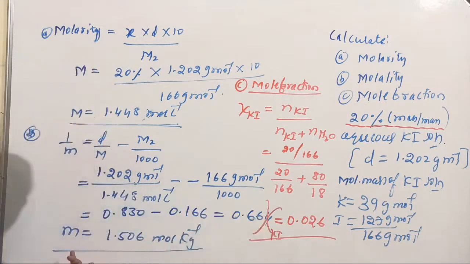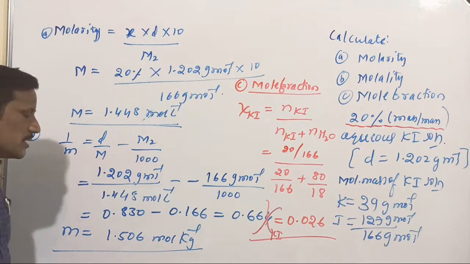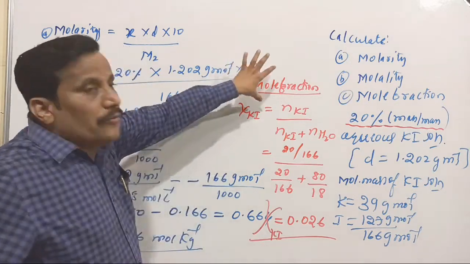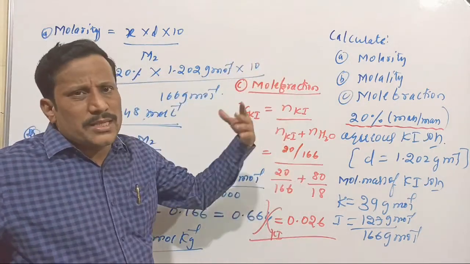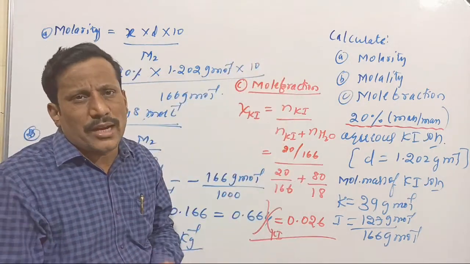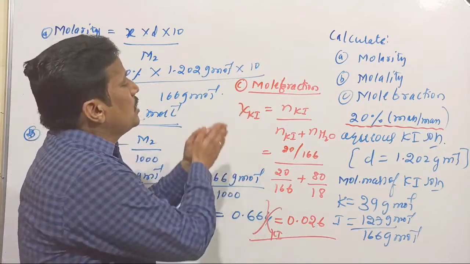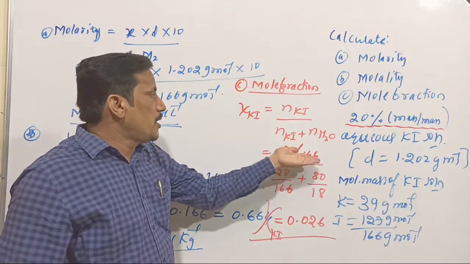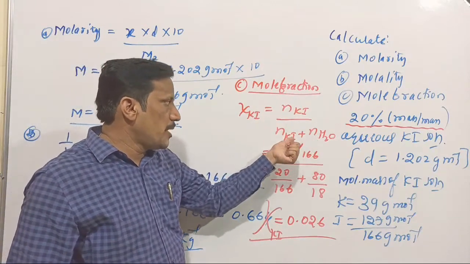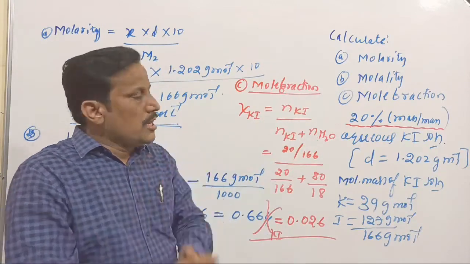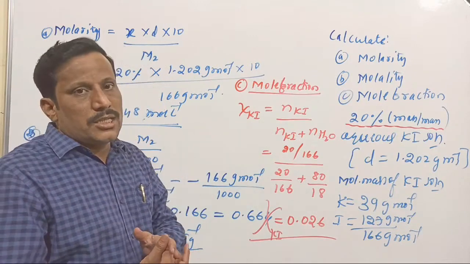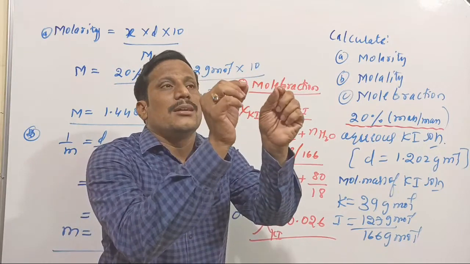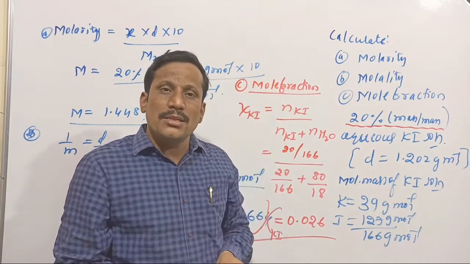If I take m is equal to 1.506 mole per kg. Right. So then mole fraction. This type of problem was solved in yesterday's class also, regarding mole fraction. Same method now. Mole fraction of potassium iodide is equal to number of moles of potassium iodide divided by number of moles of potassium iodide plus number of moles of water. Right. So number of moles of potassium iodide, what is the formula? Mass divided by molecular mass.